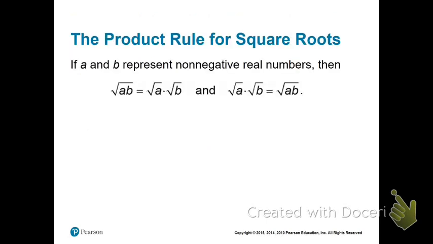Alright, the product rule just says if we have 2 things that are being multiplied underneath a radical, we can separate them and put them both underneath that radical. Or, what we'll see more of, if they're already separate, we can put them together underneath the same square root symbol.